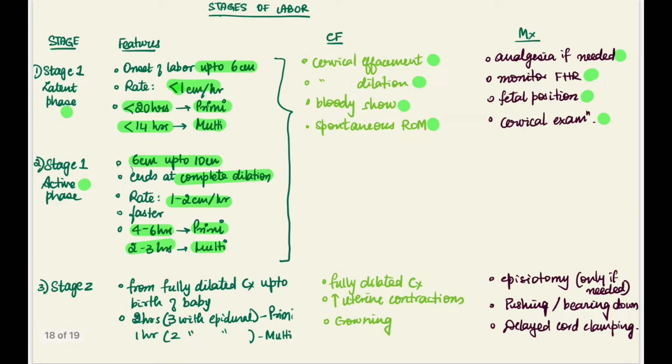After stage 1, you have stage 2, which starts from a fully dilated cervix at 10 centimeters up to the birth of the baby. The cutoffs are 2 hours in case of primi, and you add 1 hour if epidural anesthesia is given, and 1 hour for a multi, and one more extra hour in case of epidural. The clinical features in stage 2 are that the cervix will be fully dilated at 10 centimeters. The uterine contractions keep increasing, and a good contraction should be more than 200 Montevideo units.